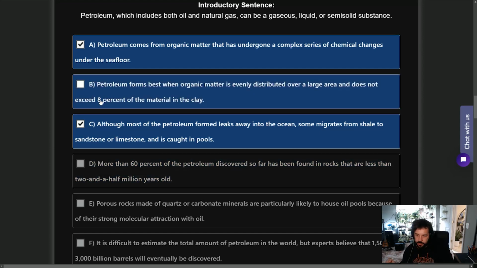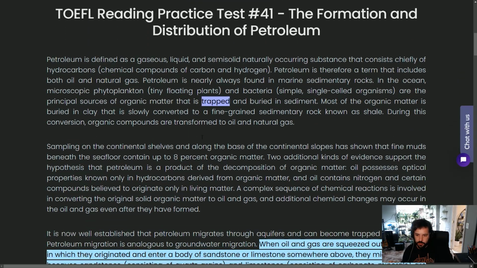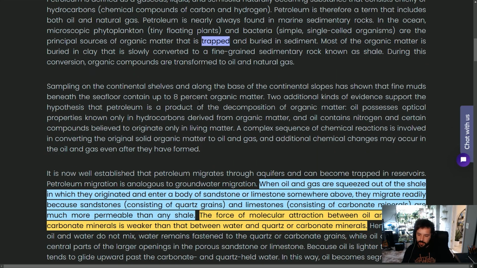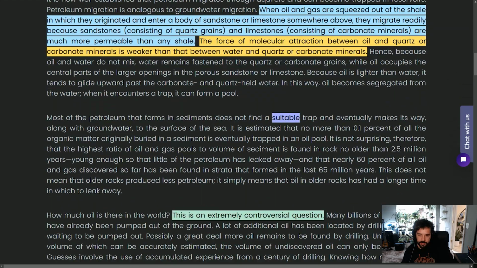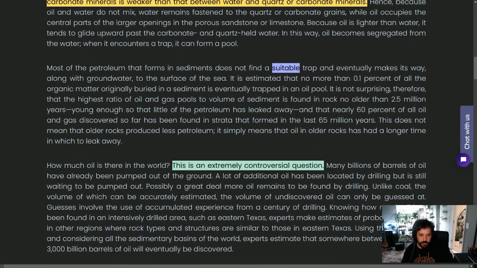Now, again, just the same as that one, you can go up and check it. So the 8% was here. Research has shown that fine muds contain up to 8% of organic matter. So yes, the maximum that we have found is 8%, but we never said something bad happens if it's more than 8%, or it cannot be more than 8%. So that's for that one. And the 6 million. Let's see. Okay, 60% and 65 million years.